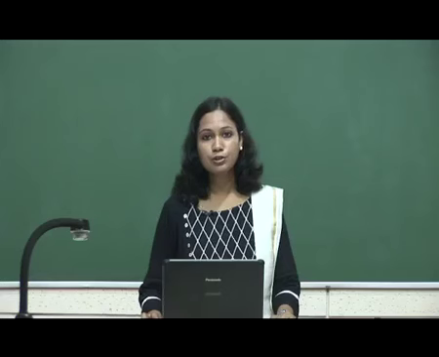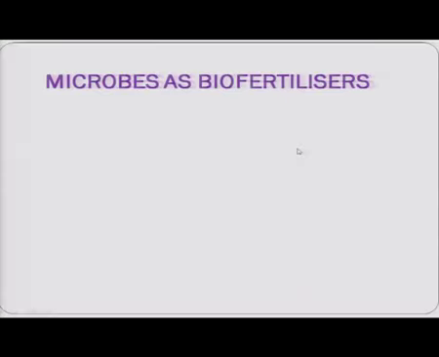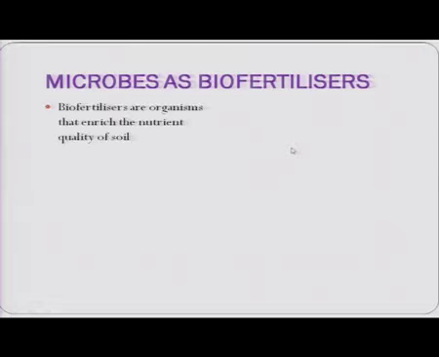Now, the next application of microbes in agriculture is as biofertilizers. Let us see what are those microorganisms which can act as biofertilizers in our fields. Biofertilizers, to again reiterate its definition, these are the organisms that enrich the nutrient quality of the soil. We have been using the NPK fertilizer, nitrogen, phosphorus, potassium. These are the most important nutrients which are needed by the plants. These nutrients can be naturally enhanced by using certain microorganism, and such use of microorganism to enhance the nutrient quality of soil is known as a biofertilizer.